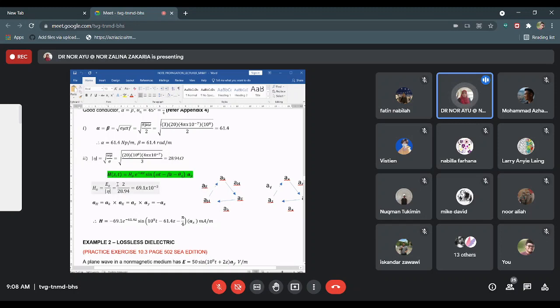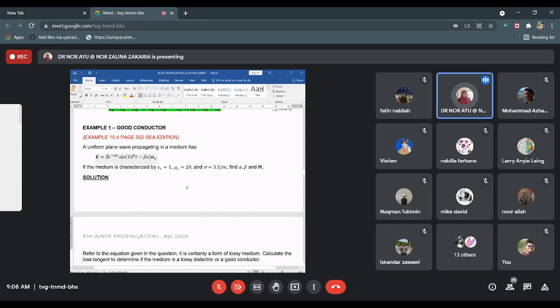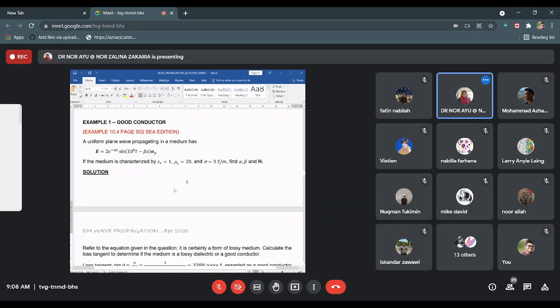That one you just substitute inside these equations. So your E naught is 2. Go back to your E. Your E naught is 2 here. It's 2, right?